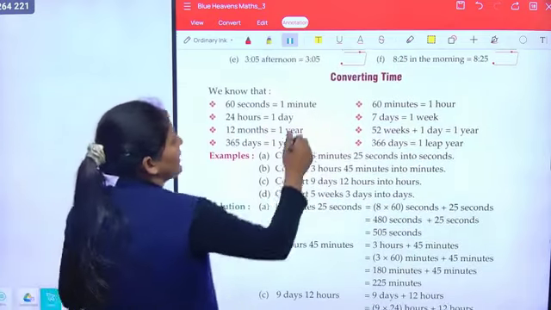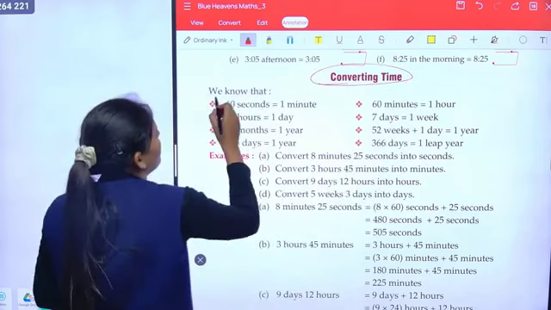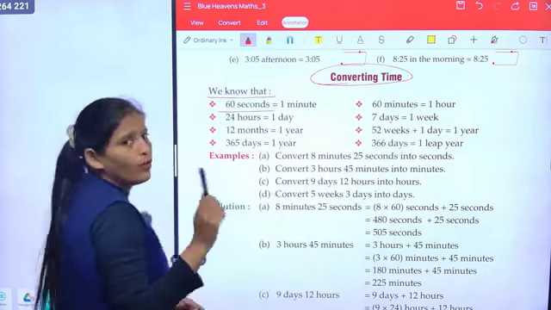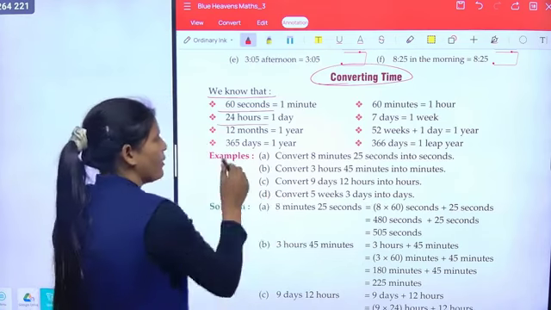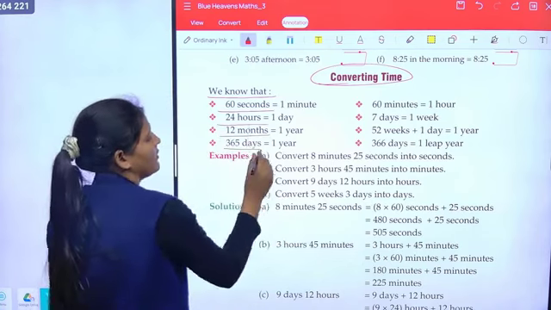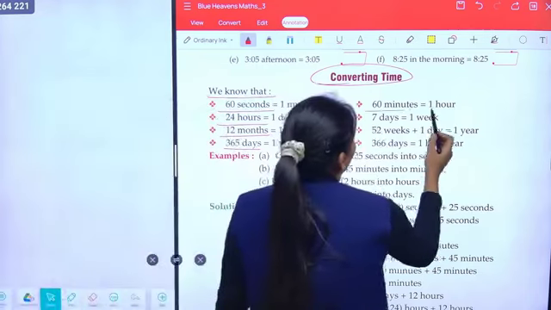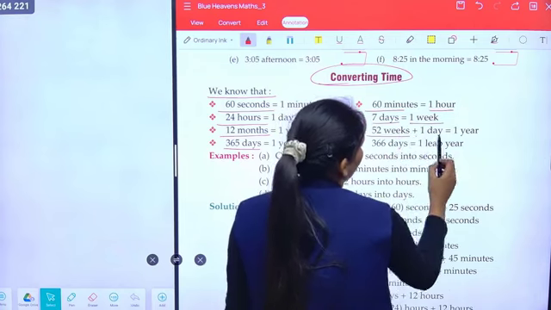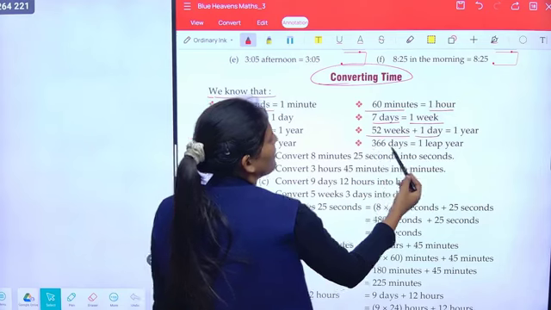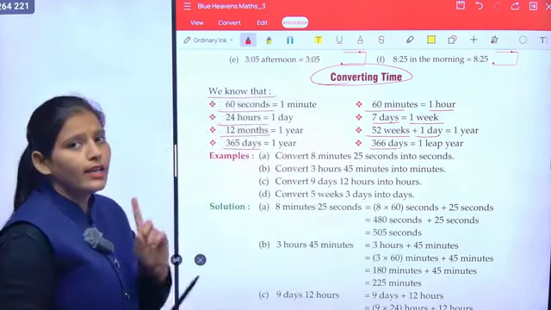Now converting time. We know that 60 seconds is equal to 1 minute. 24 hours is equal to 1 day. 12 months, 1 year. 365 days also 1 year. 60 minutes, 1 hour. 7 days, 1 week. 52 weeks plus 1 day is equal to 1 year. 366 days is equal to 1 leap year.